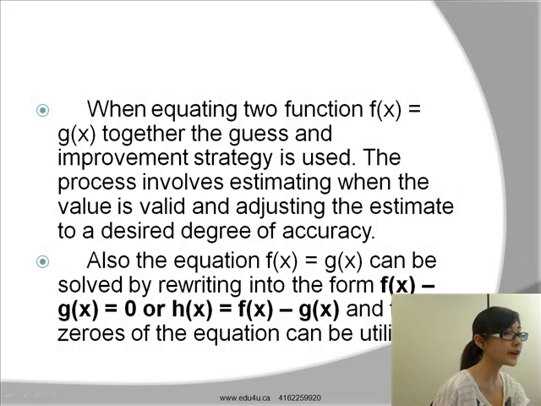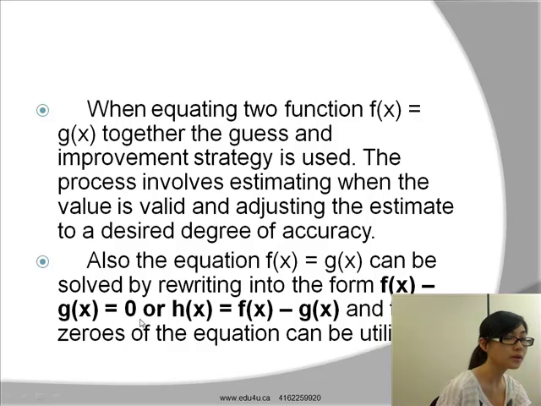So when we have two functions f of x and g of x, we try to find out for which x value the two equations will be equal. We can use the guess and improvement strategy. The process involves you guessing a number for x and seeing if the x works by trying it out. If it doesn't, try another value until you get as close as you can to a desired degree of accuracy.